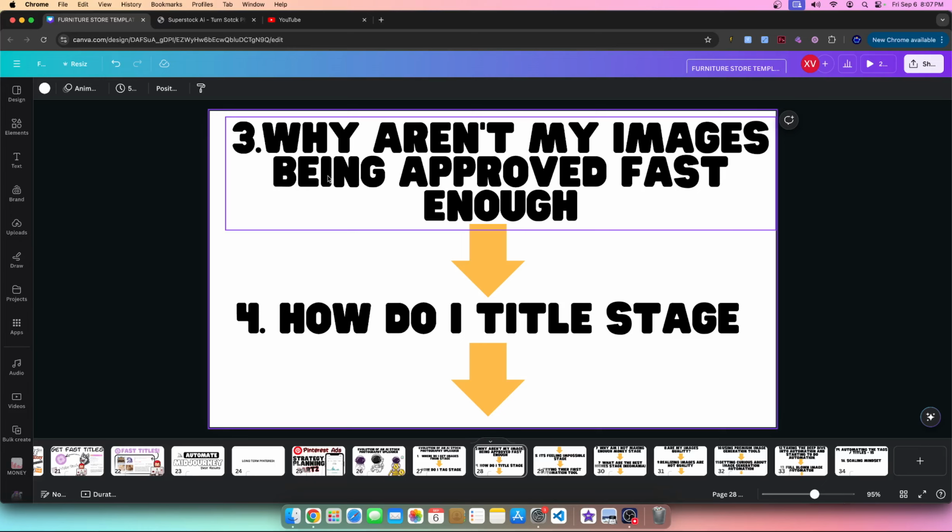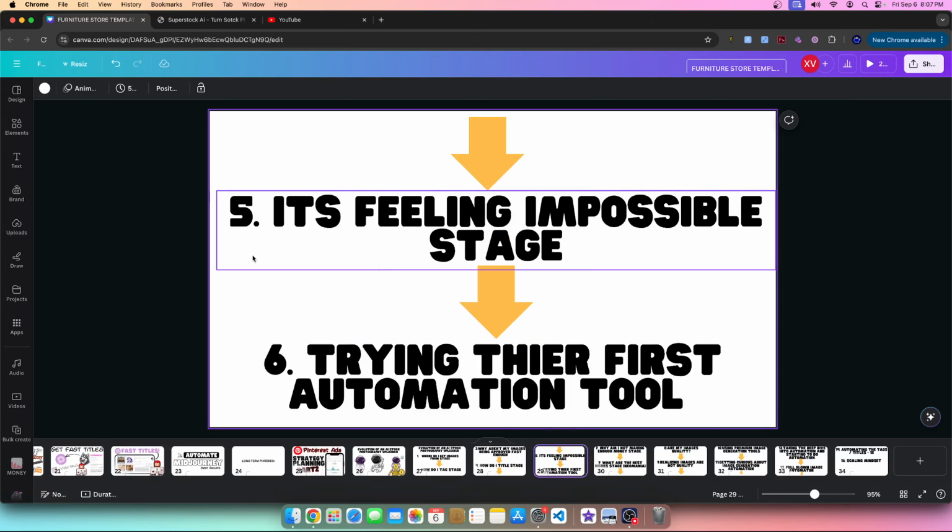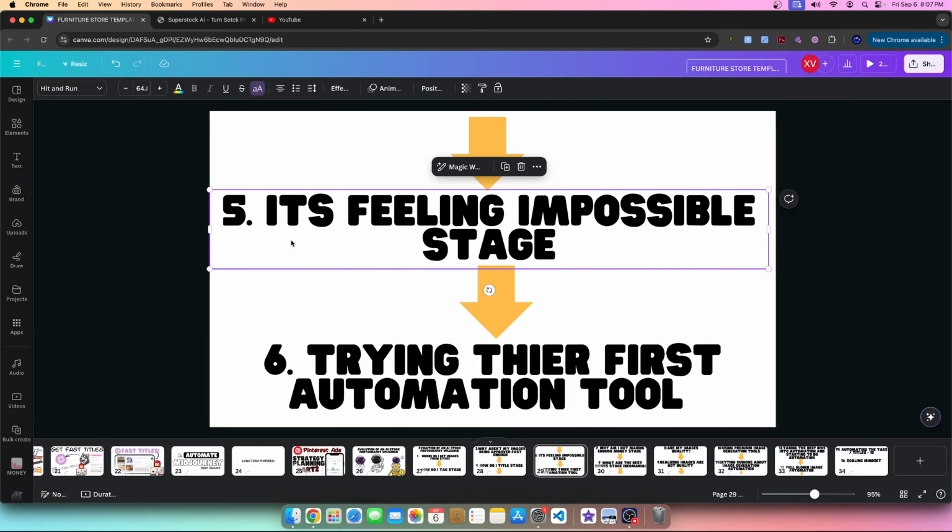This is after they get over that hump, and this is a hump of, why aren't my images being approved fast enough, right? So let's go to that next stage, the fifth stage, the it's feeling impossible stage. So this is where things start to weigh in on the individual. This is where things kind of feel slow and boring. The individual is probably sitting there trying to upload as best as they can, and they're waiting for images to be approved, which it's not coming fast enough for them.